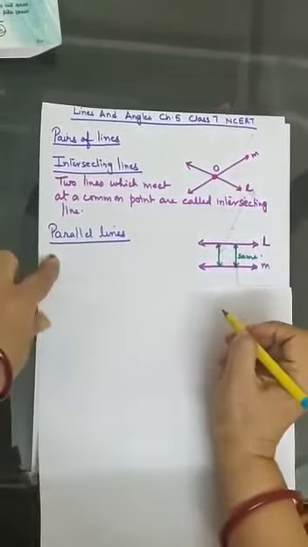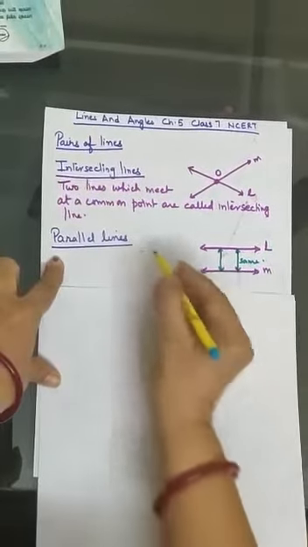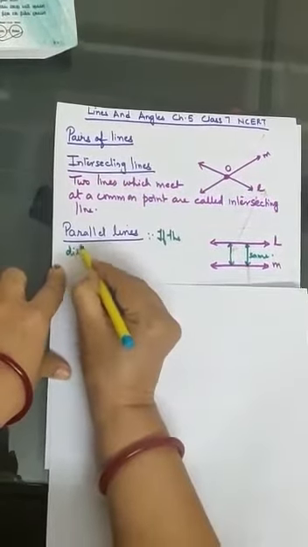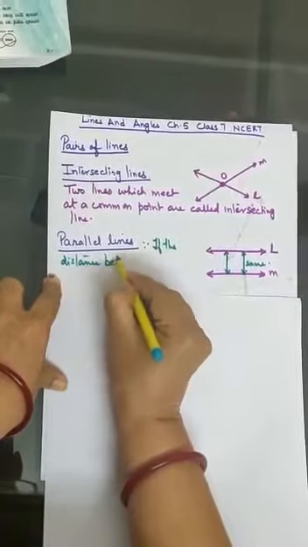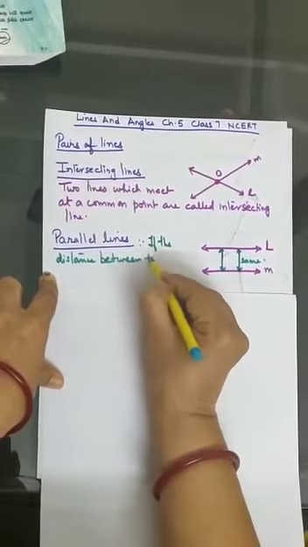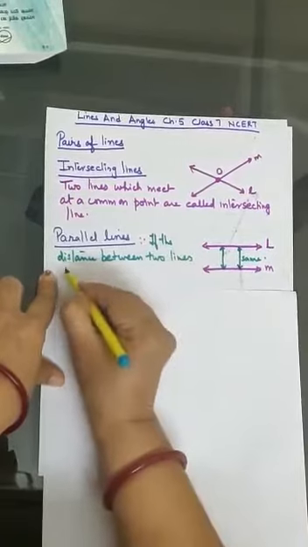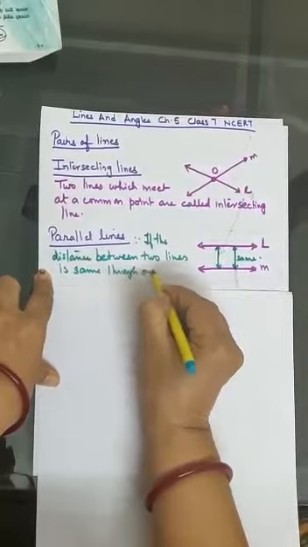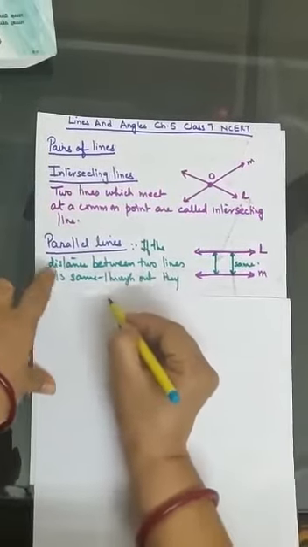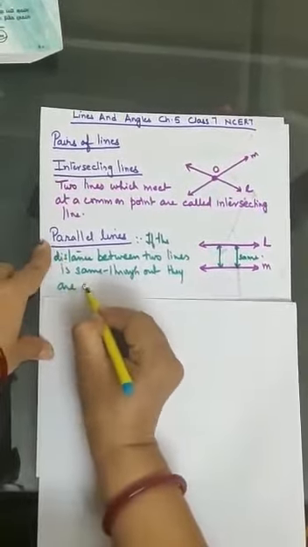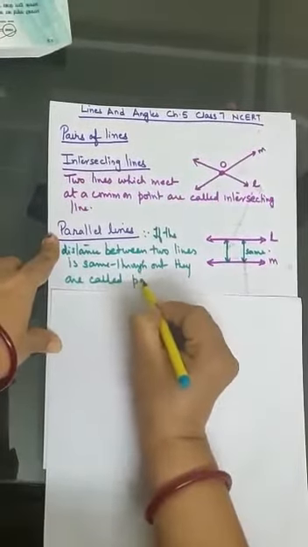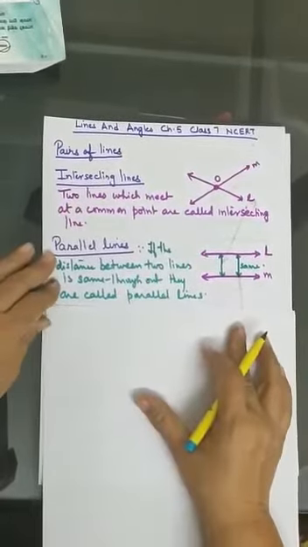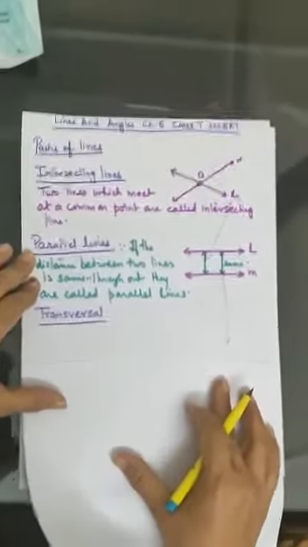Okay? So we define parallel lines as, if the distance between two lines is same throughout, they are called parallel lines. Okay. Now the third one comes the transversal.